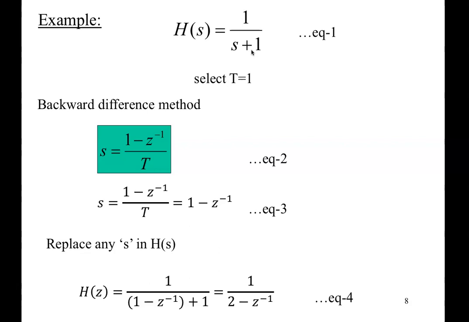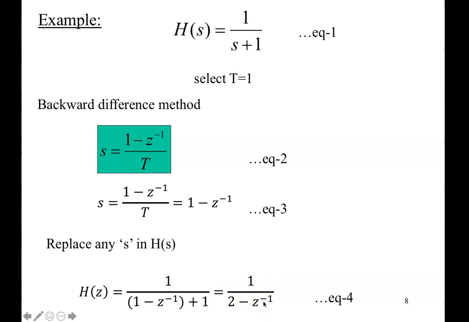and then to see how we can actually use Hz for implementation in computers. Okay, so select T equals 1, apply the formula s equals 1 minus z to the power minus 1 over time T. Substitute that s into here. T equals 1, therefore s equals 1 minus z minus 1. And put that instead of s, I get 1 over, this is s, remember, 1 minus z minus 1 plus 1. So I end up with Hz equals 1 over 2 minus z minus 1.